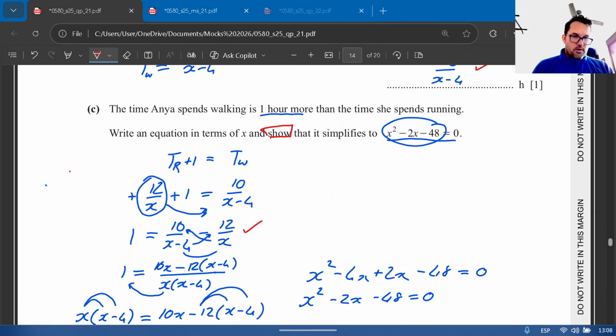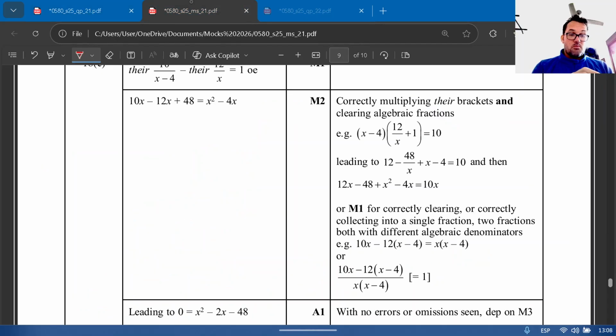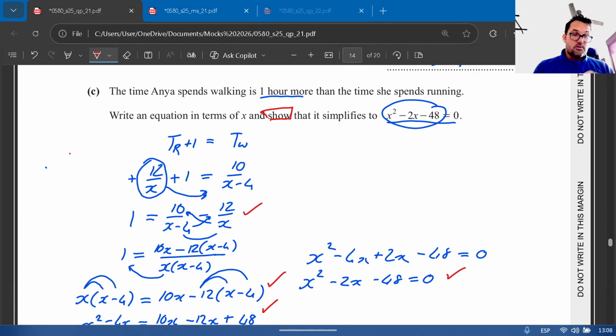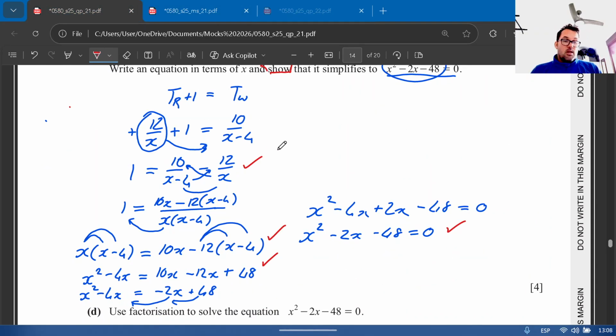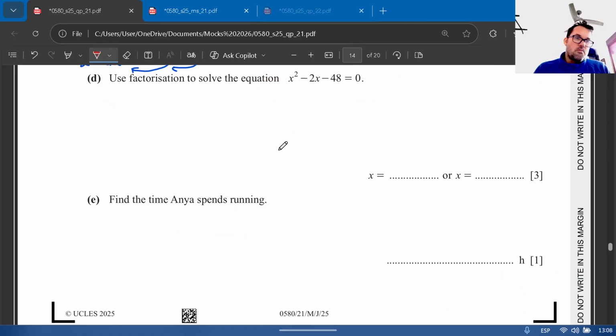So for rearranging, you'll get 1 mark for this, 1 mark for expanding the brackets, and only if you have these 3 marks do you get a mark for this. If you just write this down, 0 marks. You need to have these 3 marks to get the A1 mark, depending on M3. So you don't get this mark if you don't have the previous 3 marks. Okay, so the show questions show a lot. The more you show, the better chances you have.